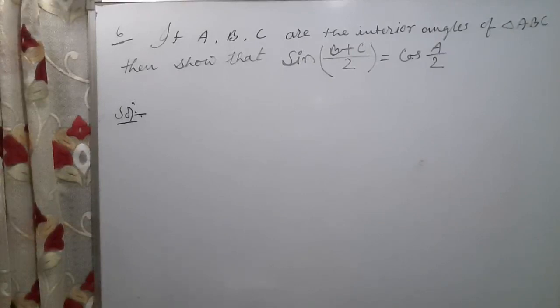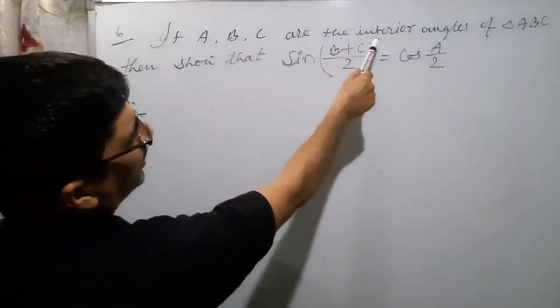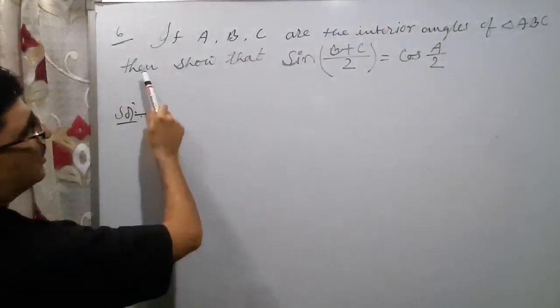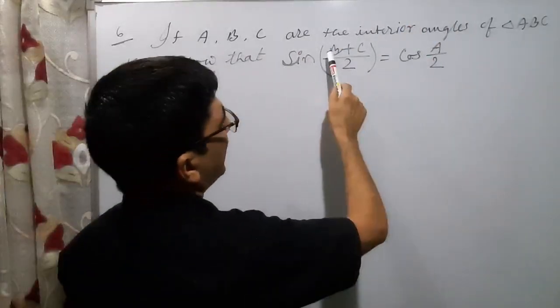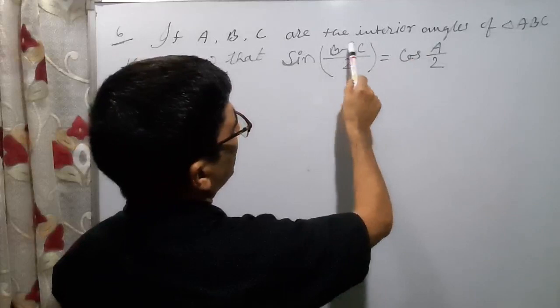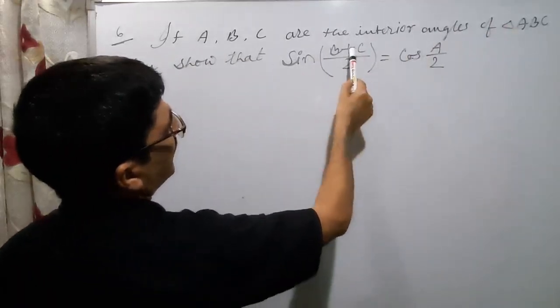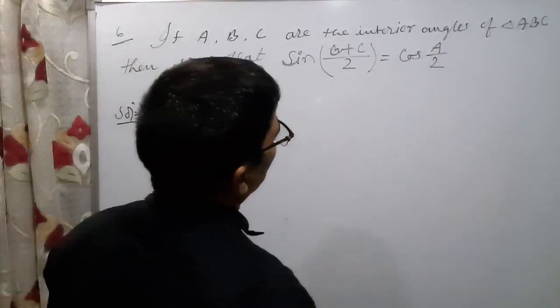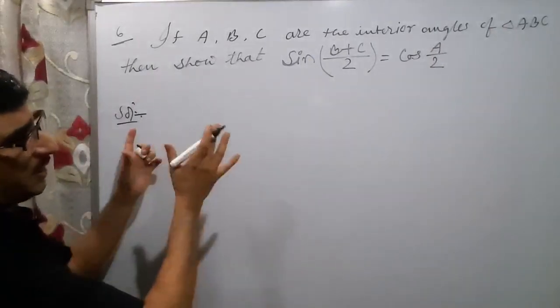Question number 6 is, if A, B, C are the interior angles of triangle ABC, then show that sin B plus C by 2 equal to cos A by 2. Here A, B, C are the angles of the triangle. We have to prove this relation, that is sin B plus C by 2 equal to cos A by 2. Now, the solution is not that big a deal, just you check.